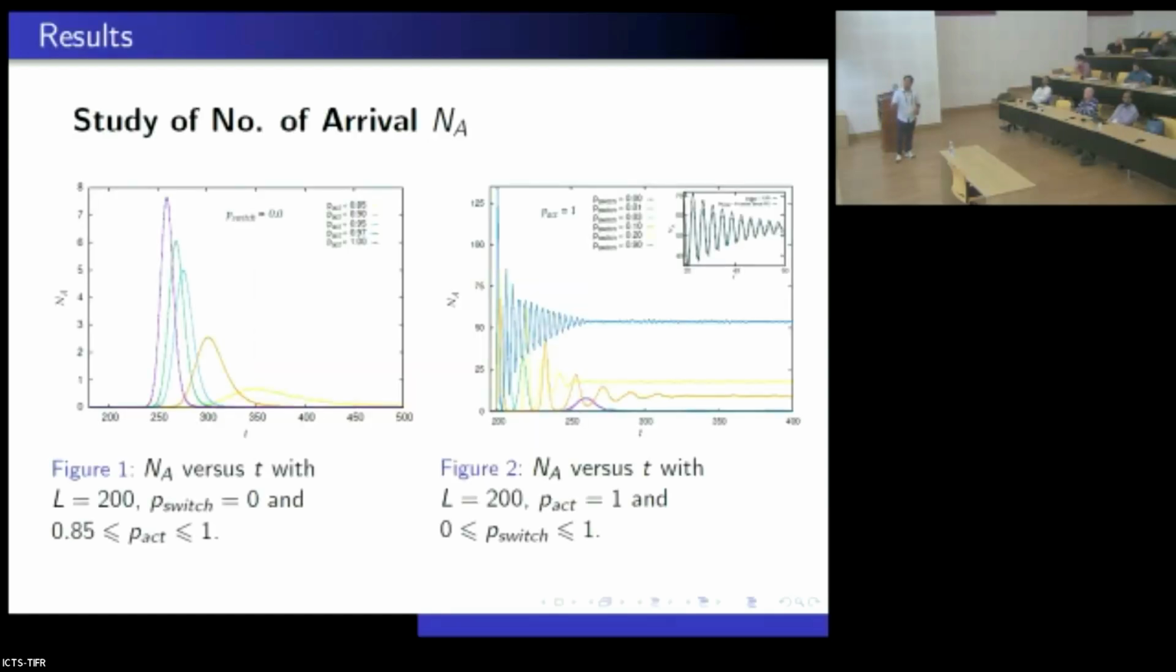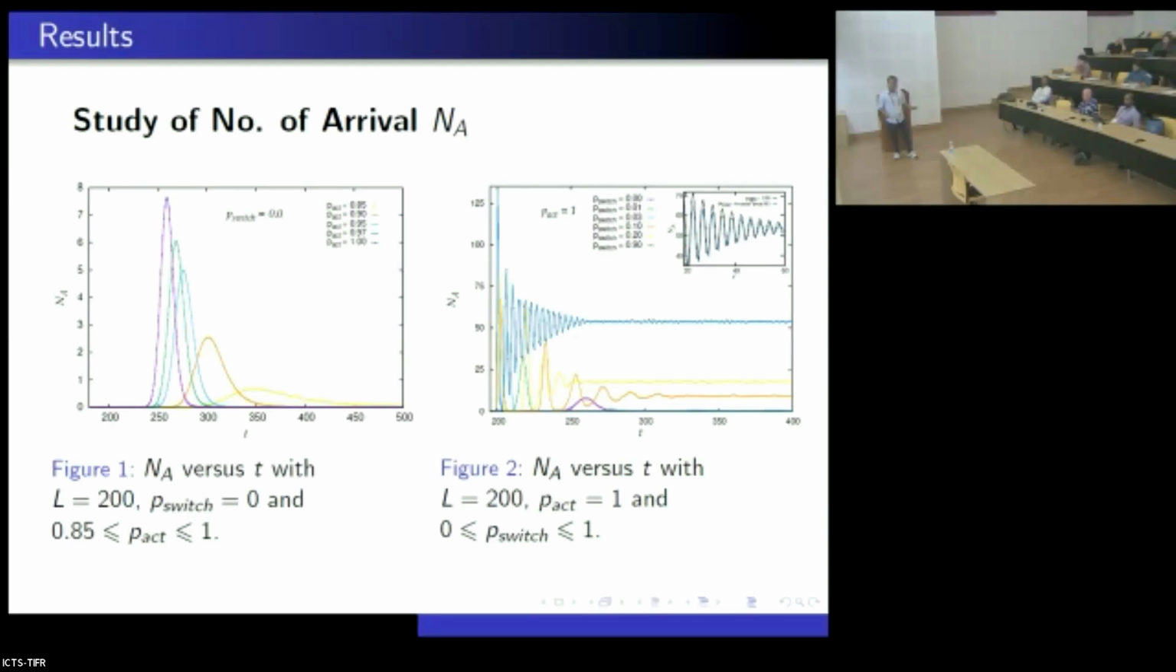For these two figures, we set L equals 200 cross 200 grid. First, P switch is set to 0. There is no recovery at all. Once it is dead, it's dead. The violet curve shows P act to be 1, that means it's 100% efficient, just like the previous one. And it shows a Gaussian nature. Since it is 200 cross 200, it takes at least 200 time steps. So after 200, it comes up and dies down. Within 300, the signal completely passes.